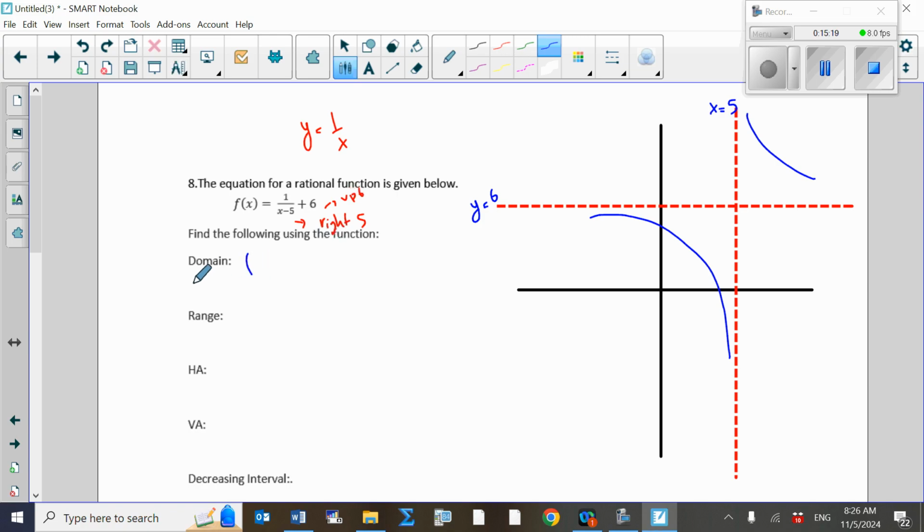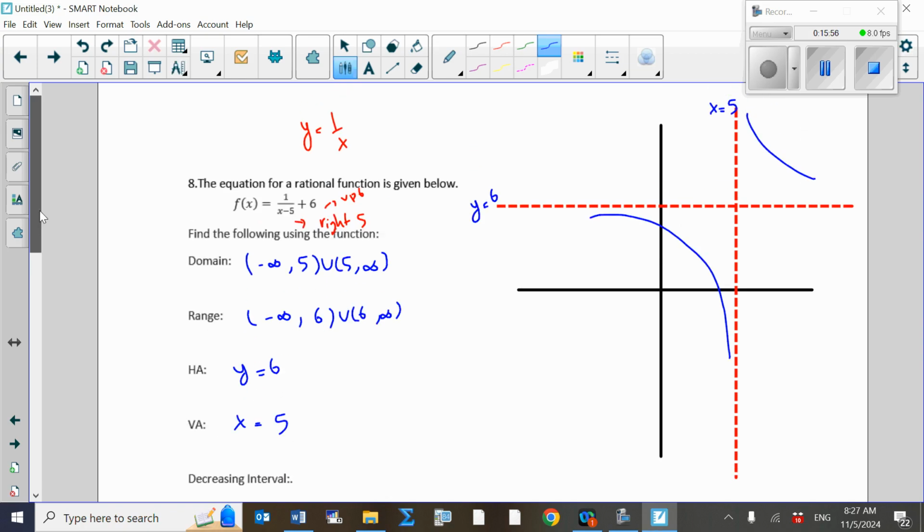Domain of the function, I move from left to the right and I see that everything is defined. I just need to jump at x equal to 5. This is the discontinuity. So I write negative infinity to 5, 5 to infinity. For the range, you're moving bottom to top. Everything is defined except at 6. So we have to make a jump here. So you write negative infinity to 6 and 6 to infinity. Horizontal asymptote at y equal to 6. Vertical is at x equal to 5.